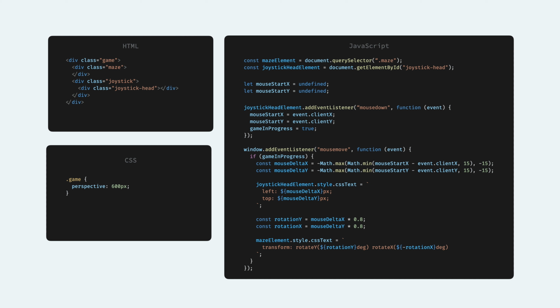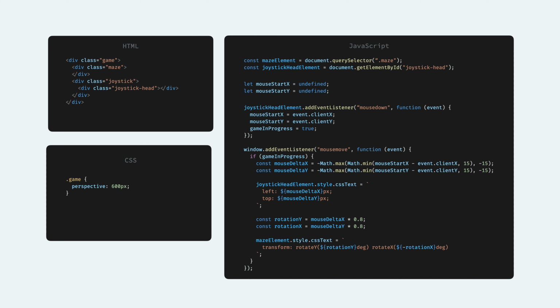If we want to give visual feedback to the player, we can use these values to move the head of the joystick on the UI. We probably want to limit this movement as the joystick should only move within a limited box or circle, and we don't want to completely flip the maze either. I'm using the min and max functions here to set a limit between -15 and +15.